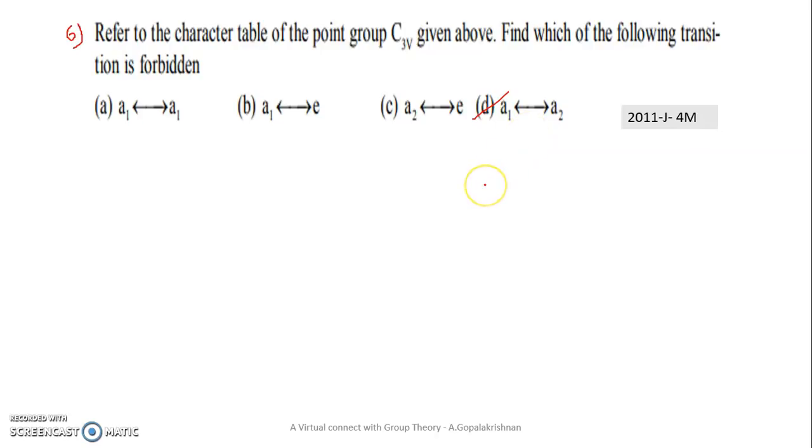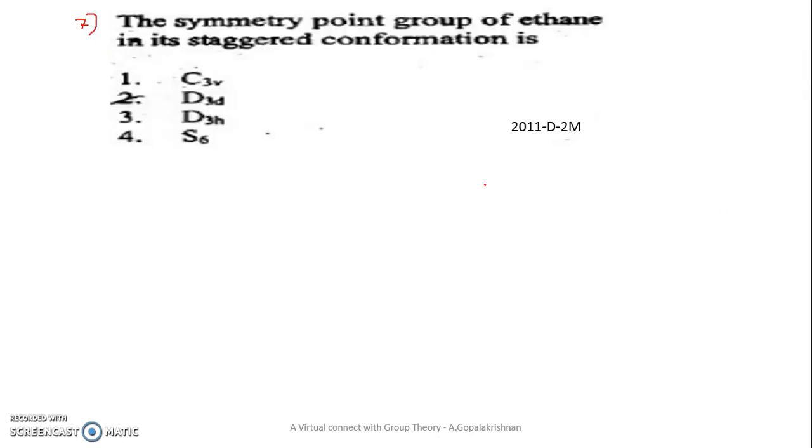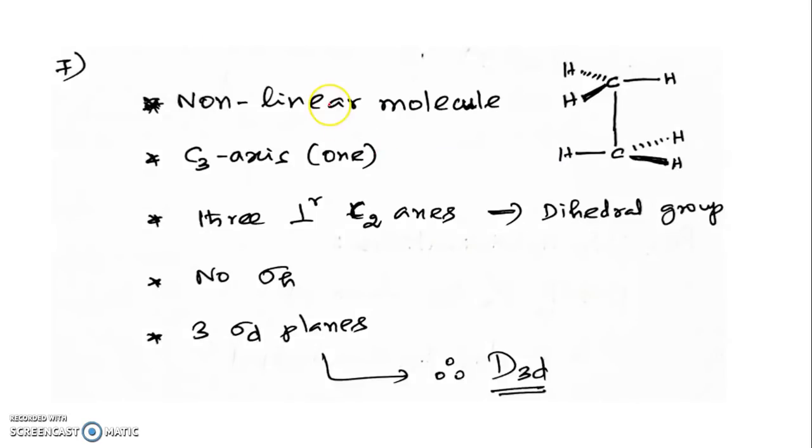Are you clear? Then see question number 7. The symmetry point group of ethane in its staggered conformation. Yeah, listen, you know very well how to find out the point group of a molecule. Okay, these are the steps we should follow. What is the first step? First see the shape of the molecule. So this is the staggered conformation of ethane. Definitely it is a non-linear molecule.